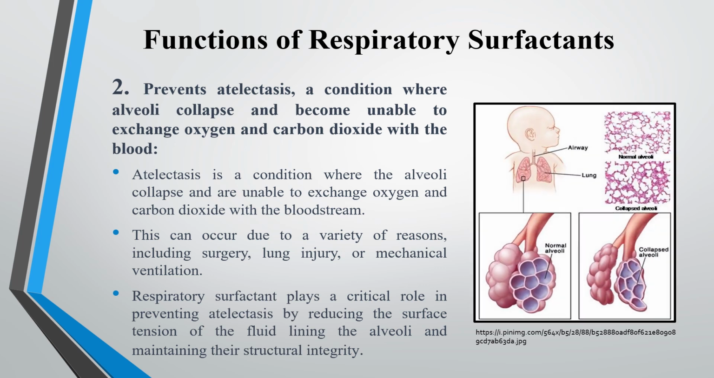The second function is that surfactants prevent atelectasis, a condition where alveoli collapse and become unable to exchange oxygen and carbon dioxide with the blood. Causes include a decrease in lung volume, a blockage of the airway, or the compression of lung tissue. One of the primary functions of respiratory surfactants is to prevent atelectasis by reducing the surface tension of the fluid lining the alveoli. As mentioned earlier, this fluid has a high surface tension, which makes it difficult for the alveoli to expand during inhalation and prevents their collapse during exhalation.